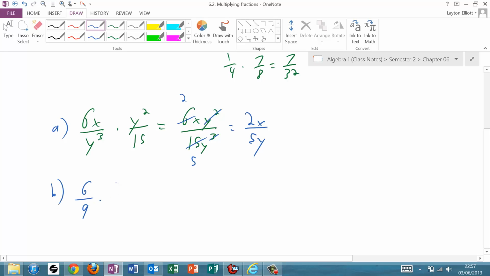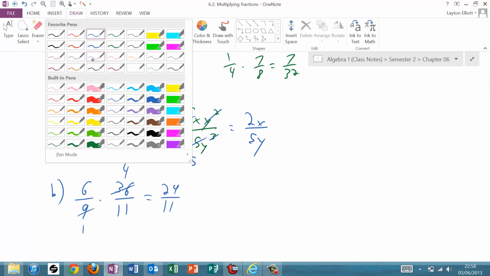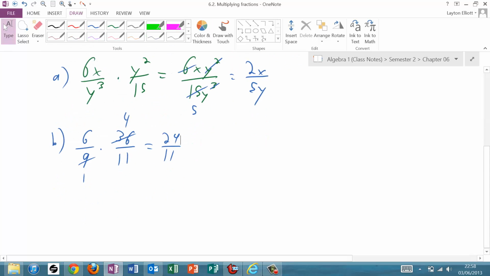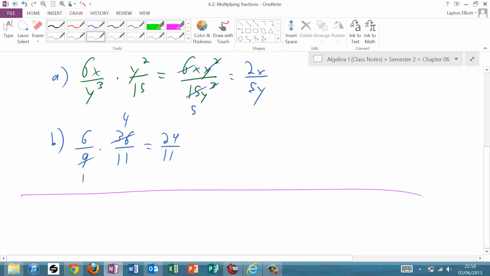6/9 times 36/11. Remember, we can actually cancel before we multiply and just make that 1 and 4, so this becomes 24/11. I do not ever want you calling it cross-canceling. That is a stupid way to remember this, and it's not very helpful when it comes to cross-multiplying, which is something completely different. So please don't ever call it that. Okay.